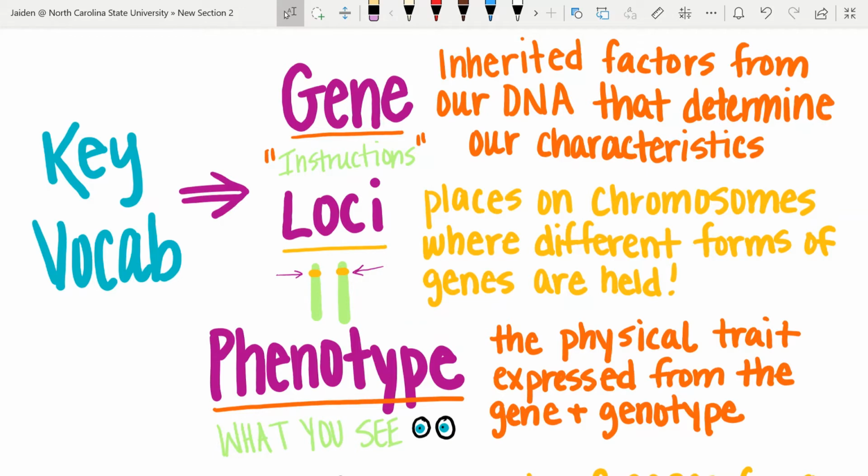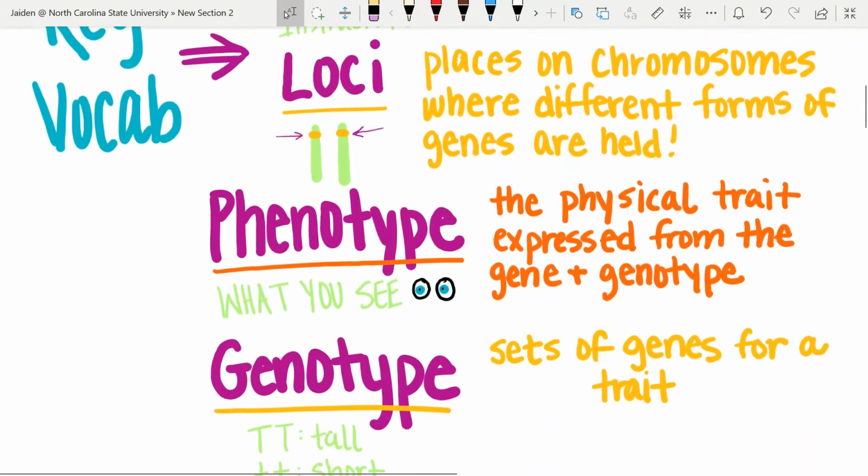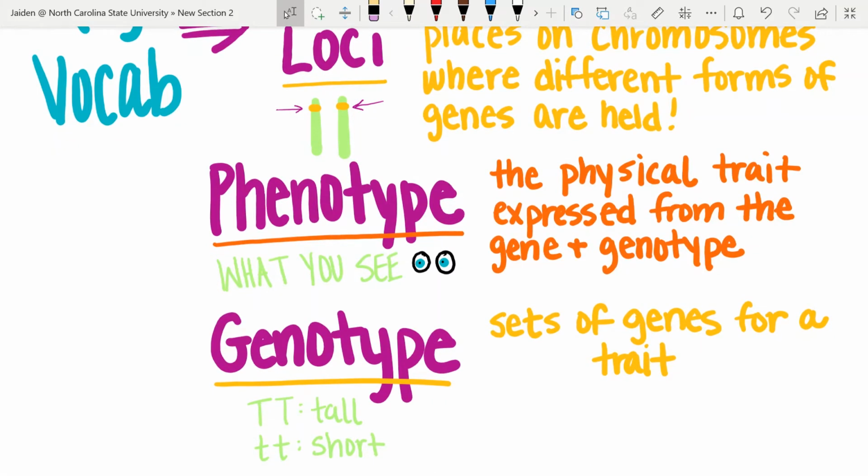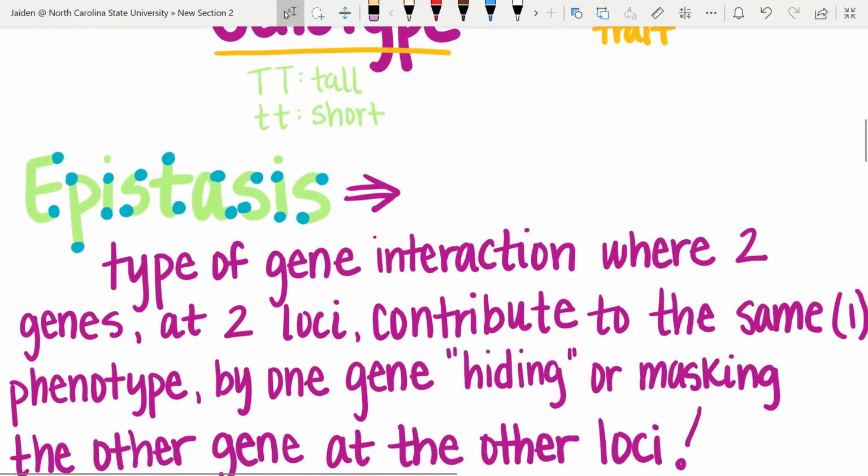Next, we have phenotype. It's the physical trait expressed from the gene and genotype. It's what you see, like blue eyes. Next, we have genotype. It's the sets of genes for a certain trait, like 2 big T's are tall, 2 little t's are short. Now, back to epistasis.